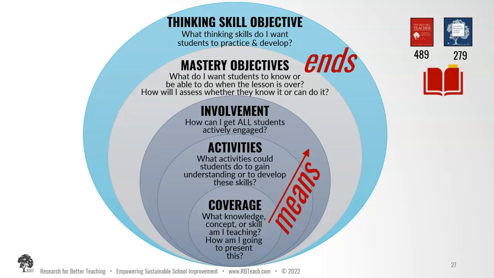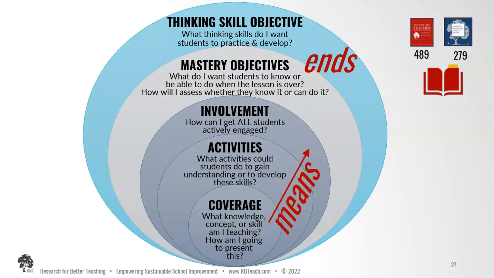So this could be thinking like, maybe the objective is students will be able to compare and contrast two different artists within two different time periods of history. Well, the thinking skill objective there is compare and contrast. Do students understand how to do that? So teachers might need to plan a mini lesson and have it be a thinking skill objective inside the bigger mastery objective of comparing and contrasting the two artists.